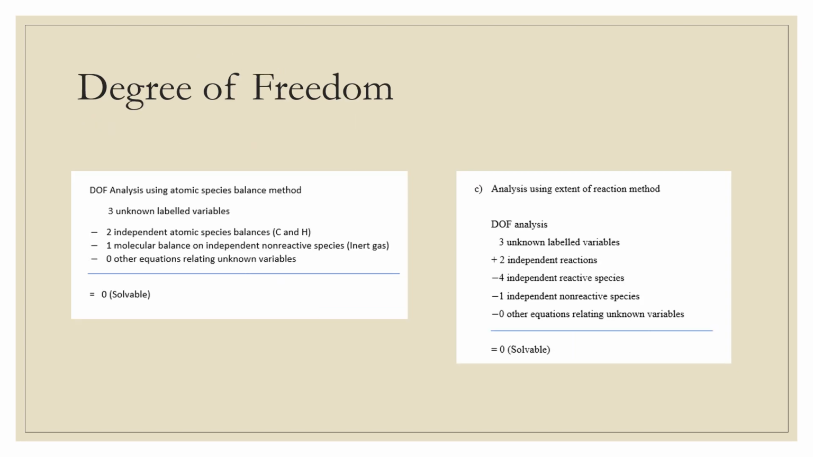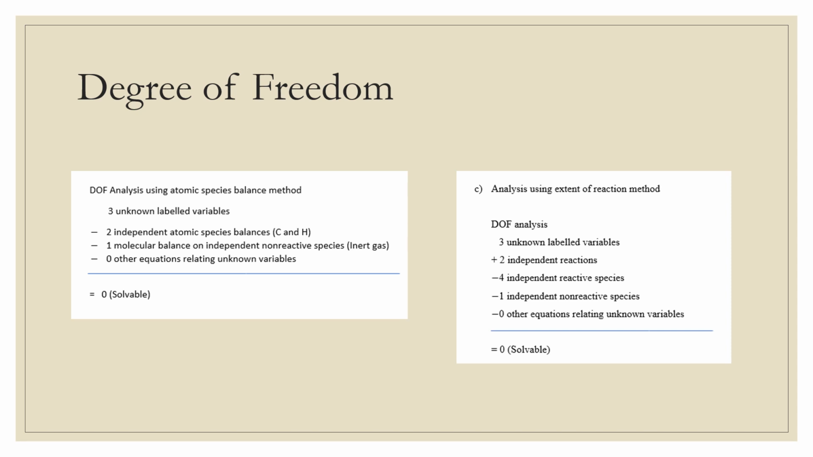Next, degree of freedom analysis using different methods. The first method is by using the atomic species balance method. As we know, there are three unknown labeled variables at the input side, minus two independent atomic species balances, which are carbon and hydrogen, minus one molecular balance on an independent non-reactive species, which is the inert gas, and minus zero other equations relating unknown variables. So the answer is equal to 0, which is solvable.